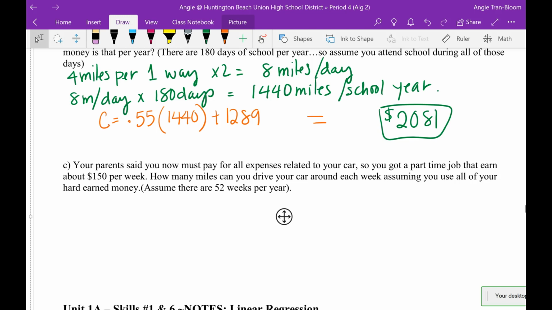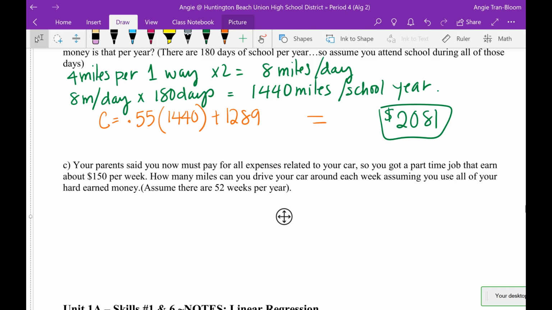Okay. Now, she's totally on track. But I think a lot of you are like, what? Would you agree there are obviously multiple ways of going about this? You can go a couple of ways. Number one, you can take your $150 per week and divide by 0.55, and I got like 270. To get how many miles you can drive? Yeah.